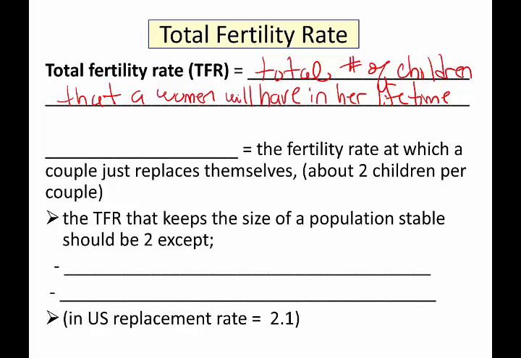The fertility rate at which a couple replaces themselves is about 2 children per couple. So that makes sense, right? If you want to replace yourself in the future, and there's two parents, then you need to have 2 children. They call this the replacement fertility rate. So you might say, well, of course it's 2 children, but believe it or not, the total fertility rate is what keeps the size of a population stable, and it should be 2, except some children die before they reproduce.